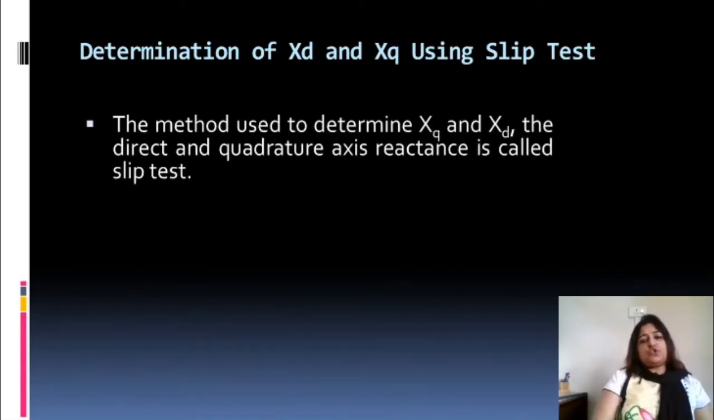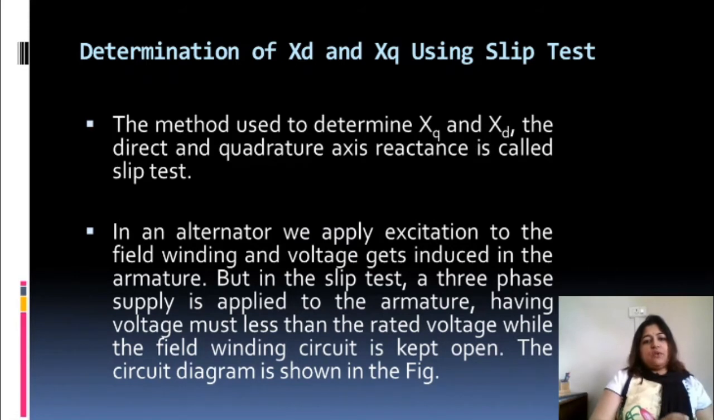The method which is used to determine Xd and Xq, that is the direct axis and quadrature axis reactance, is called the slip test. Generally, what we do in an alternator is give field excitation as well as mechanical energy, and accordingly voltage gets generated across the alternator. But what we do in the slip test is we give supply to the alternator. We don't give excitation. The field winding will be kept open. We will give three-phase supply to the armature winding.